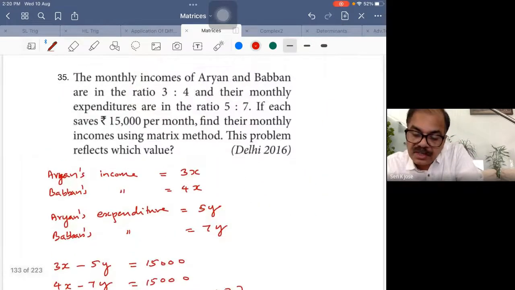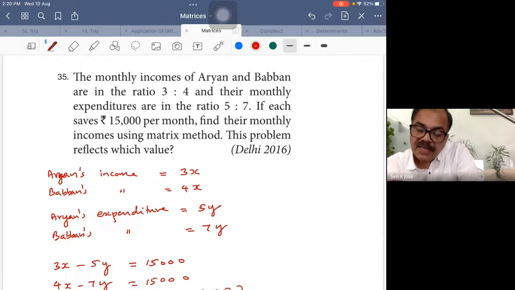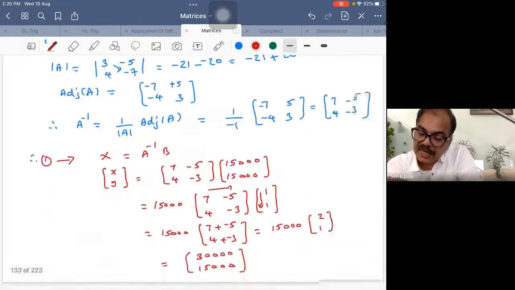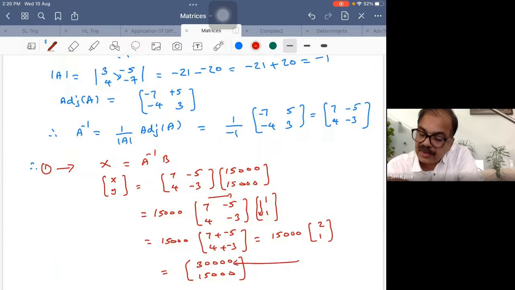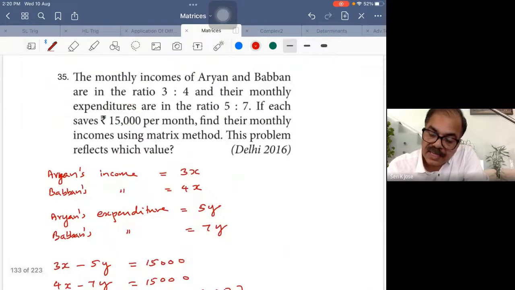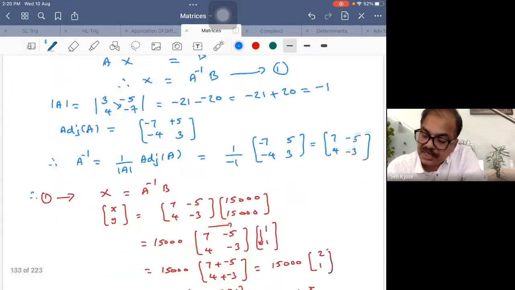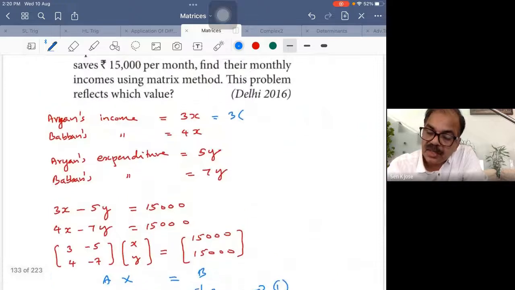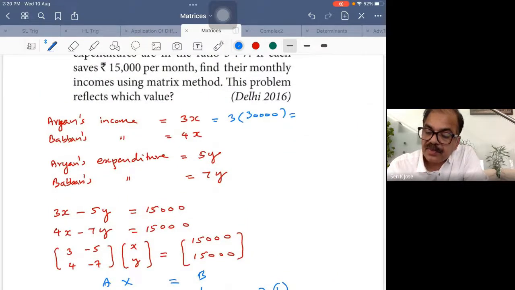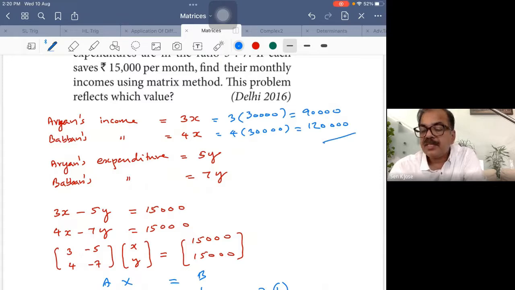What's our question actually? Find their monthly incomes using this method. To find the monthly income, I want only the x value. I'm not even interested in the y value. We said the monthly incomes are 3x and 4x. So 3 into, how much is x? We found x as 30,000. So 3 into 30,000, which is 90,000. And 4 into 30,000, which is 120,000. So that's income in rupees, of course. Yeah, that's their income.